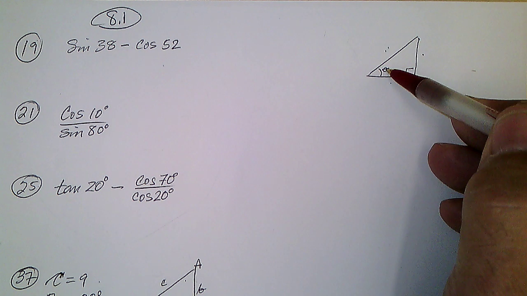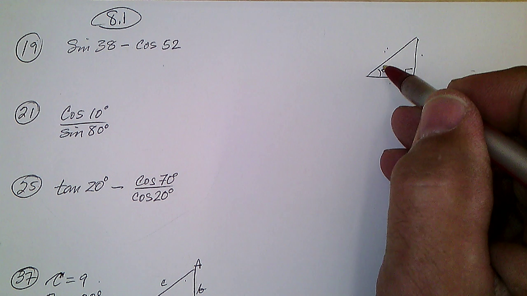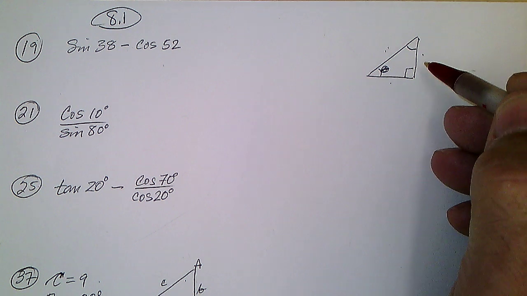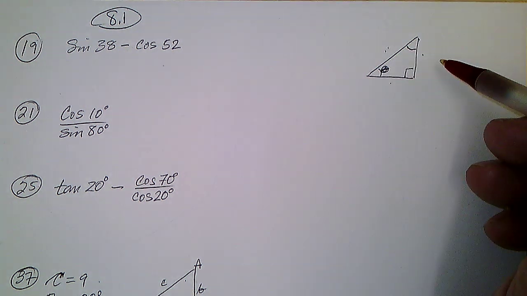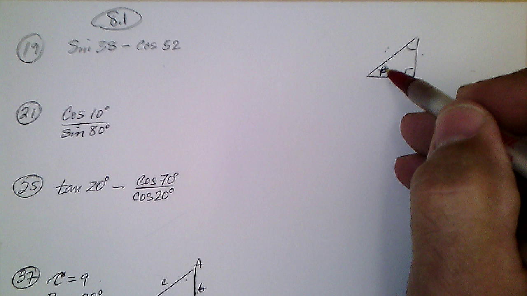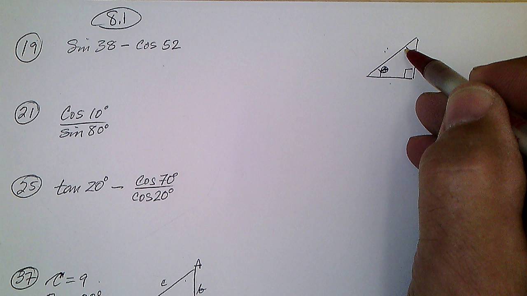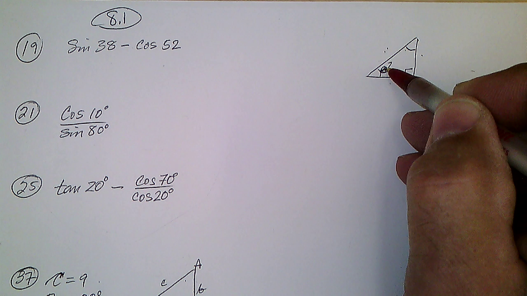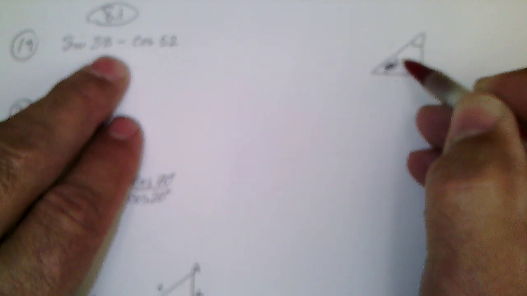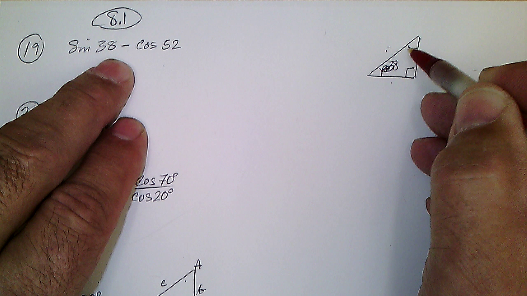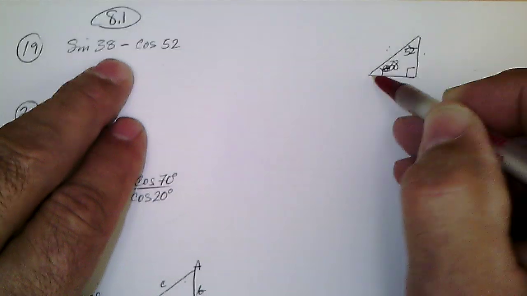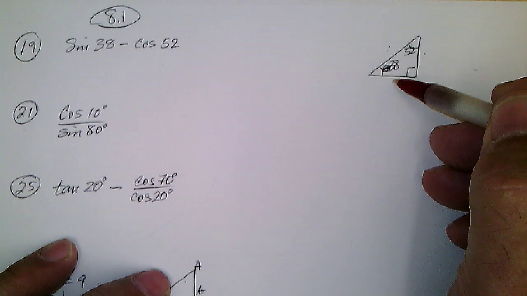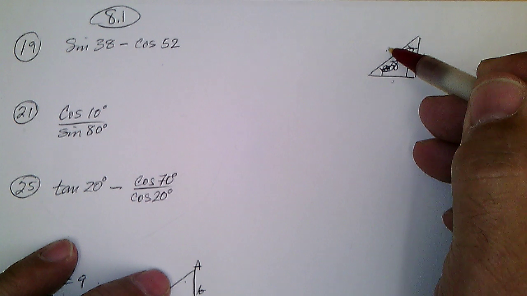But if this is some degrees here, then over here is its complement. Now remember, two angles that add up to 90 are complementary. So if this one was like 30, this has to be 60. If this is 45, this has to be 45. If this is 38, as in the first problem, this is 52 because they're complementary. So the cosine of 38 would be the adjacent over this.